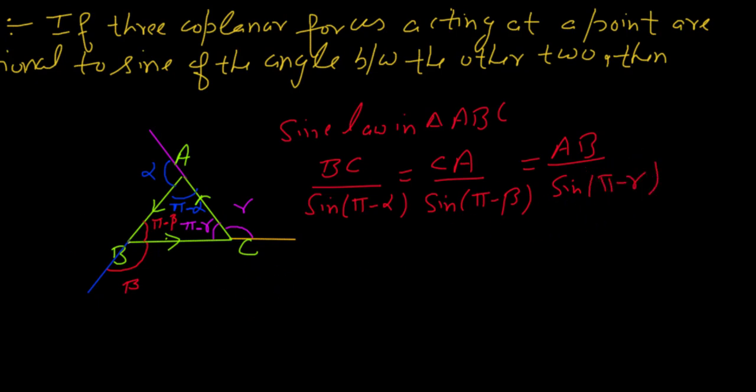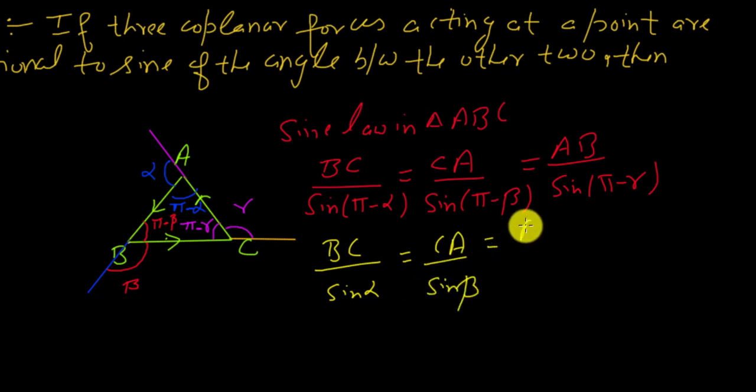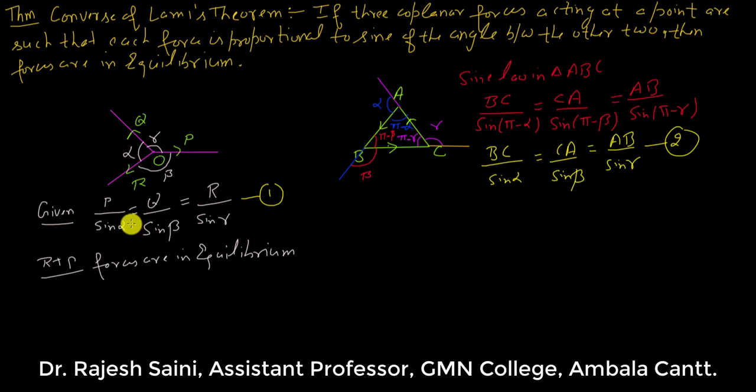Fine. So we know sine pi minus alpha is sine alpha. Similarly CA over sine beta, AB over sine gamma. This equation is equation number 1. This equation is equation number 2. Fine. Now what you will do? You will divide 1 by 2.